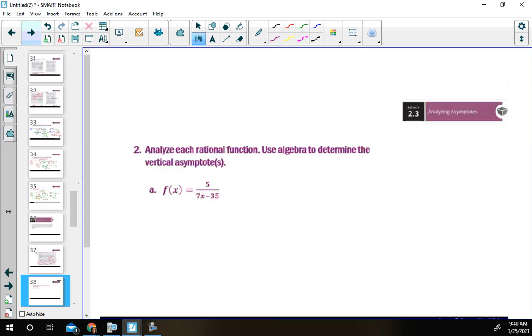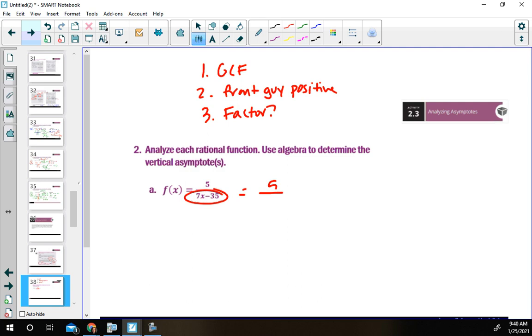Okay. So the first one here, we just look at the bottom. That's the only thing, because 0 in the bottom of a fraction is where it's error, 0 in the top is okay. So if I take 7x minus 35, remember your first check is there a GCF? Your second check is your front guy positive? And your third check is, can we factor? Is there still an x squared left in it that makes me have to factor? So my first check is there GCF? There is. For this one, I can take a 7 out. So I'm going to divide them both by 7. I'm going to get x minus 5 left.